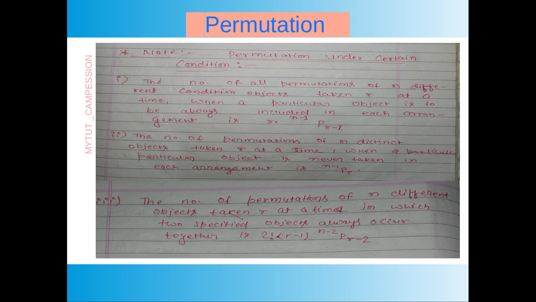Now the third condition: the number of permutations of n different objects taken r at a time in which two specific objects always occur together is 2 factorial into (r minus 1) into (n minus 2) P (r minus 2).